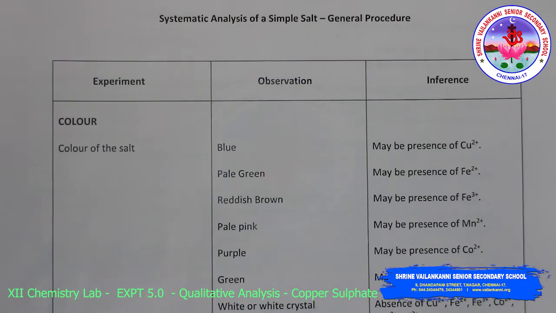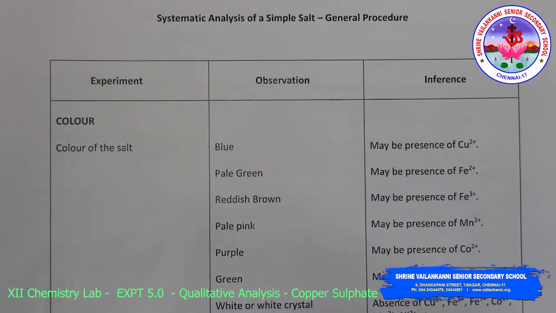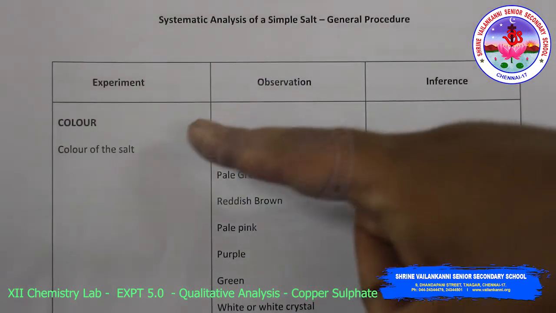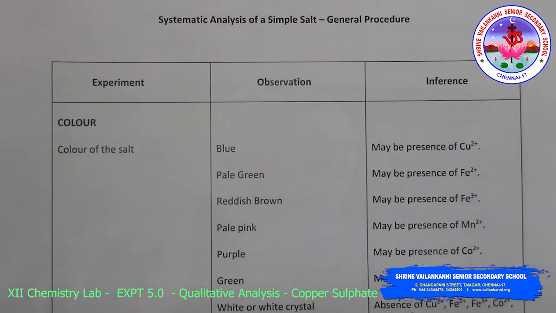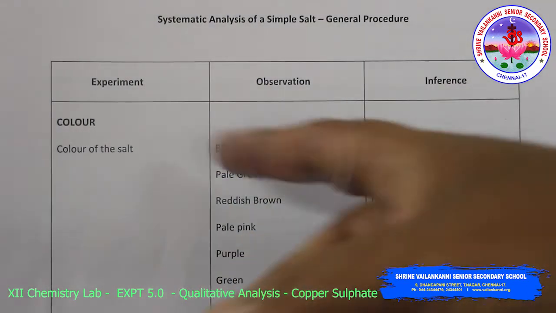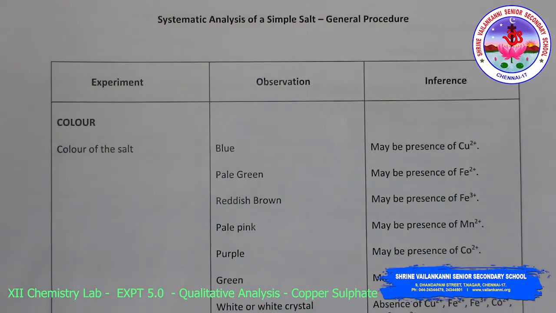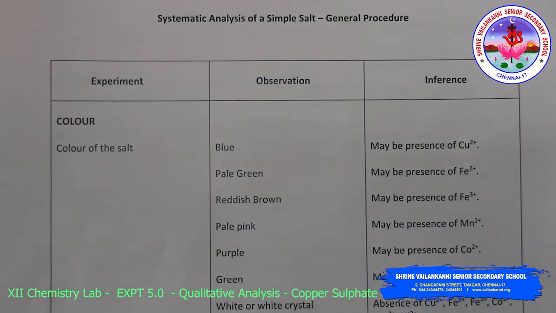Now look at the general procedure, that is the systematic analysis of a simple salt. It has an experiment part, an observation part, and an inference part. You have to prepare three columns: experiment, observation and inference. First, you have to note the color of the substance.